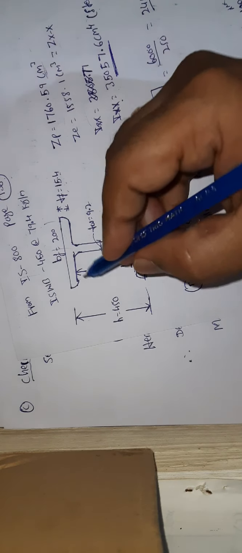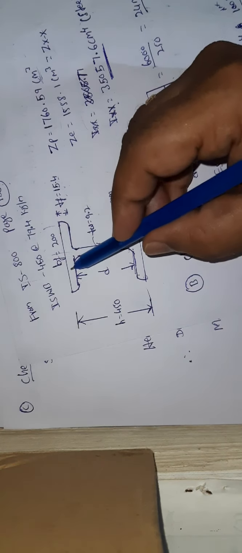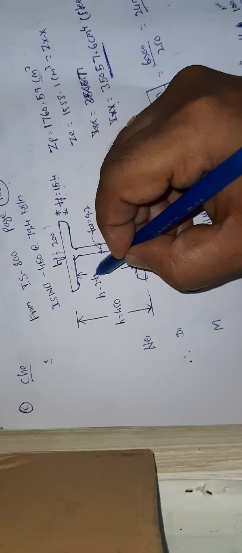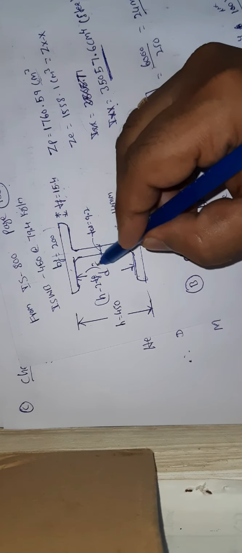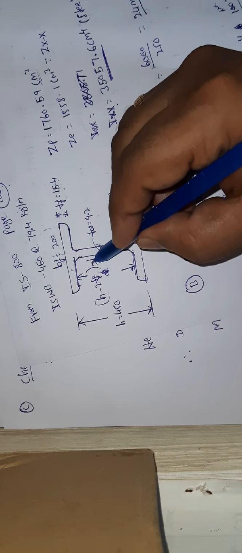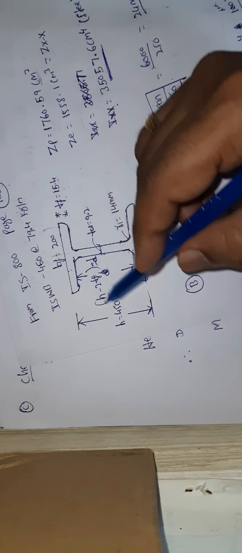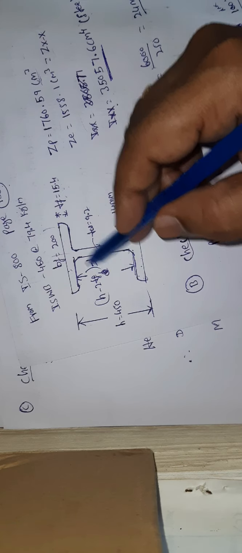So D, I can calculate. How do I calculate it? I need to deduct these two. So I can calculate H minus 2TF, and that will be equal to D. I need this distance, which means I need to deduct these two: H, 450, minus 2 into the thickness of the two flanges.